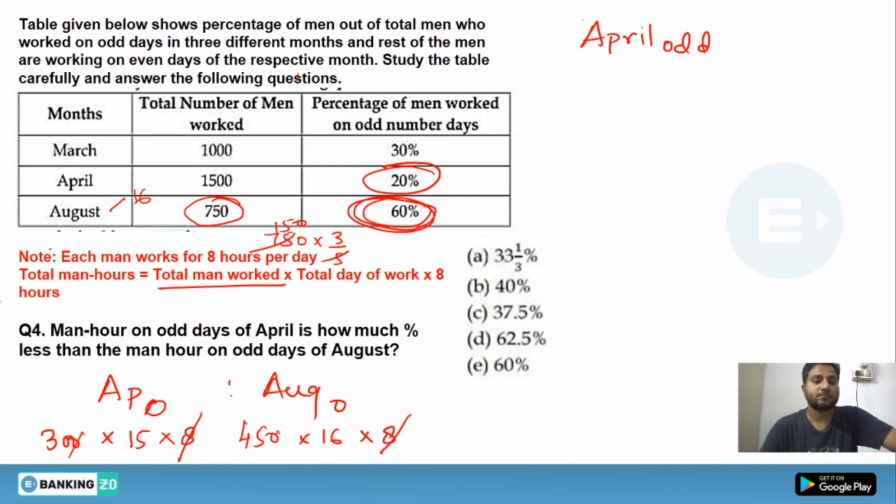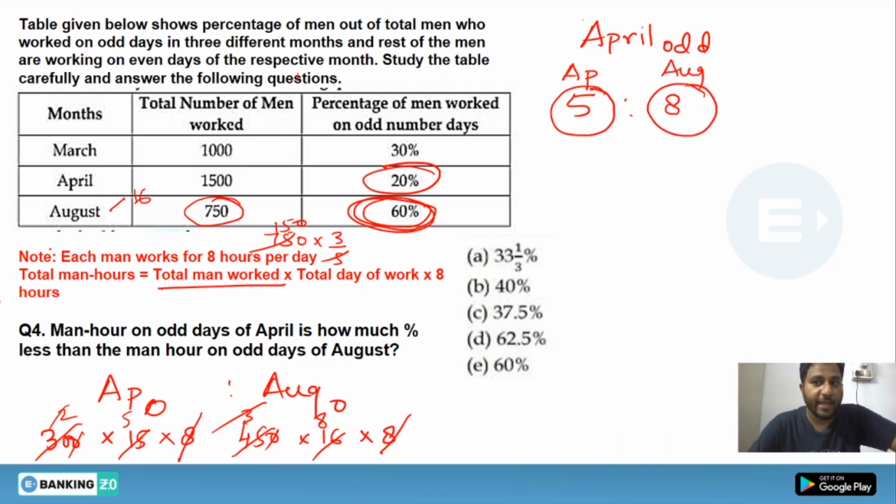Look at this. 15 2s are 15 3s are... that means 3 5 2 8. Now, as we know, the only ratio left is 5:8. That means the odd hours for April will be in terms of the 5 ratio, and the odd hours for August will be in terms of the 8 ratio.